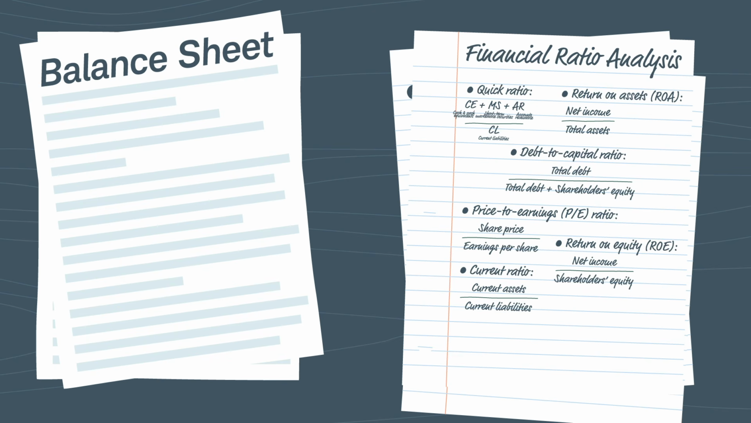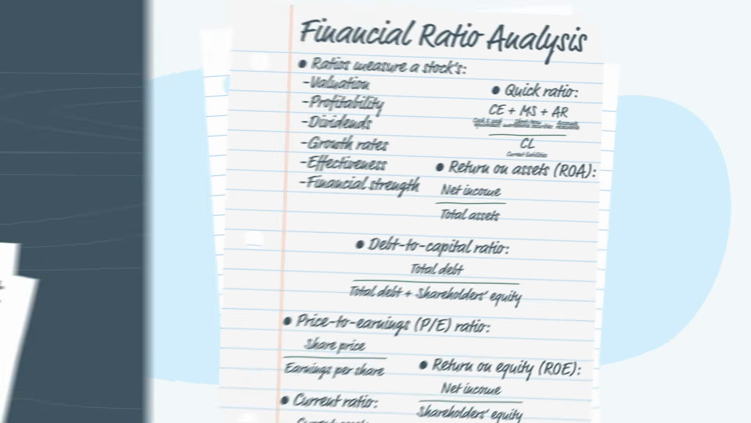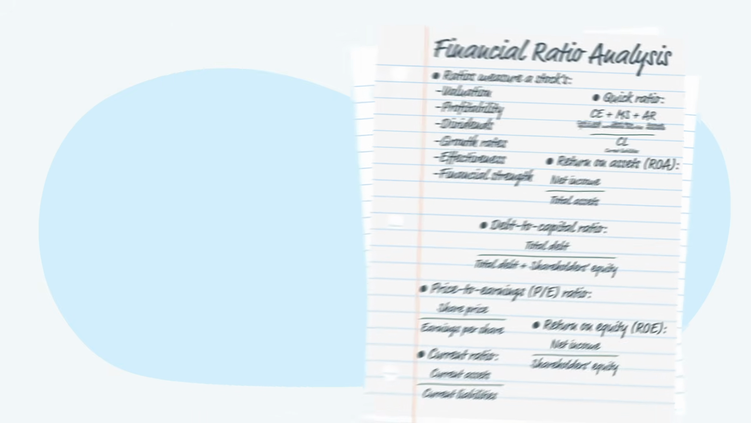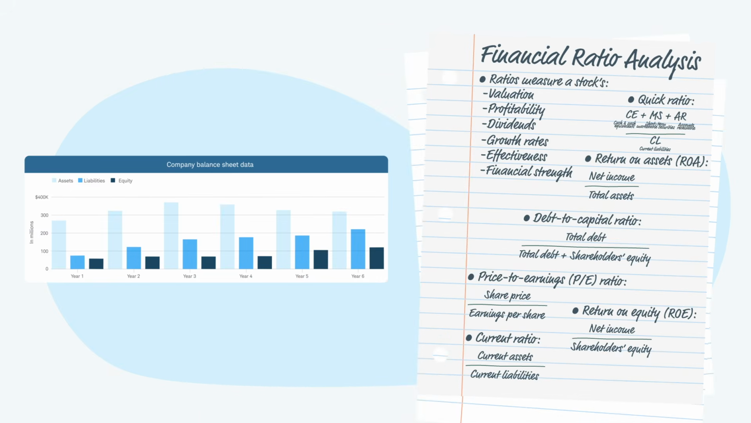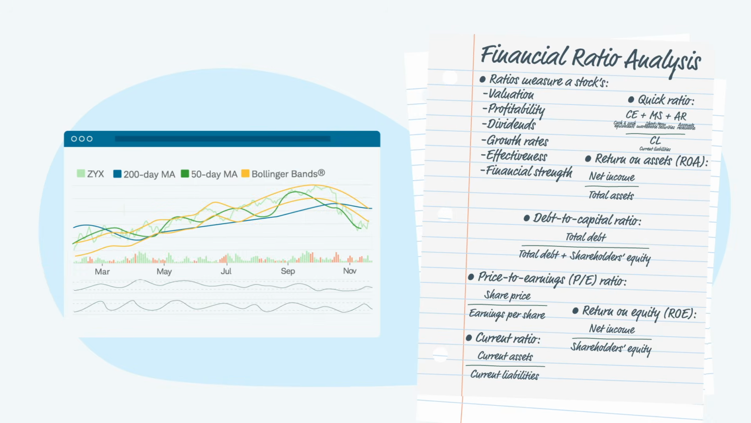There are numerous other financial ratios that draw from the balance sheet and other financial statements like the income and cash flow statements. These ratios measure a stock's valuation, profitability, dividends, growth rates, effectiveness, and financial strength. Investors typically draw from a number of these ratios to determine if they want to invest in a stock. Financial ratios can help identify profitability trends, compare and contrast companies, and be used in conjunction with other analysis.